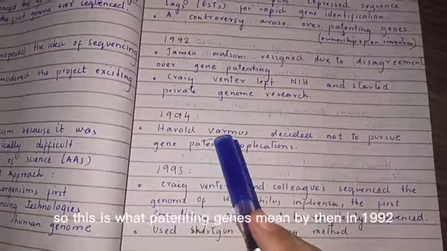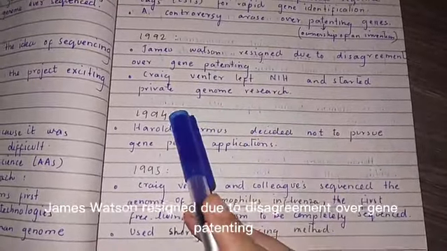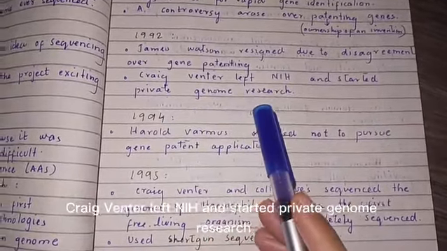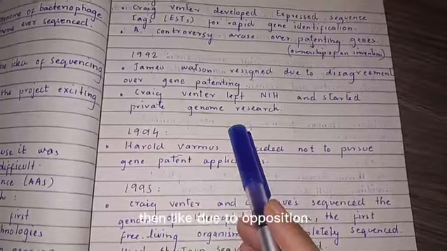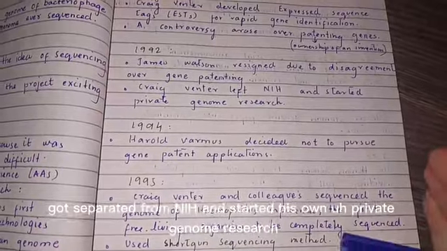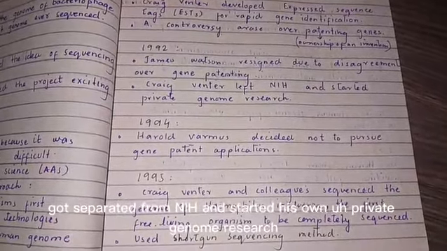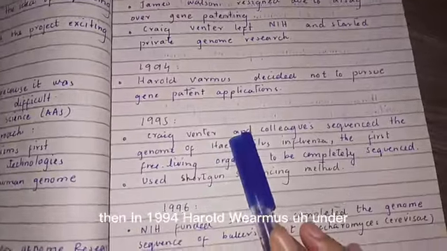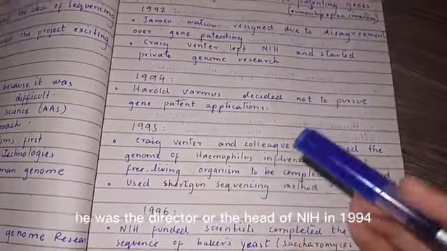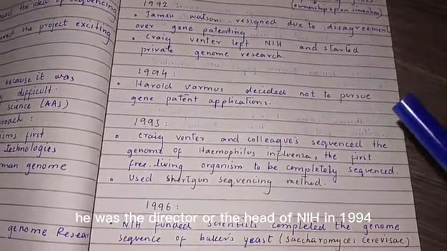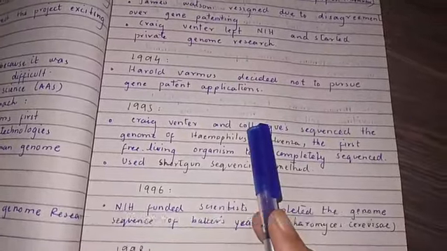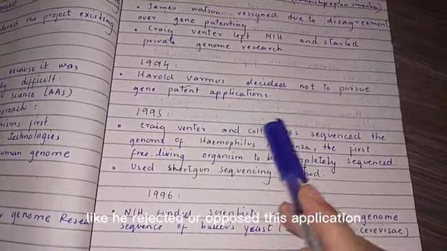Then in 1992, James Watson resigned due to disagreement over gene patenting. Craig Venter left NIH and started private genome research. Then in 1994, Harold Varmus, the director, or the head of NIH, decided not to pursue gene patent applications. He rejected or opposed these applications.